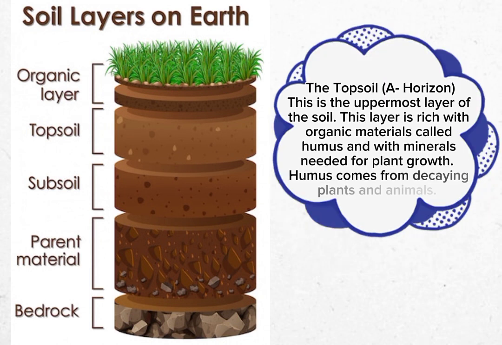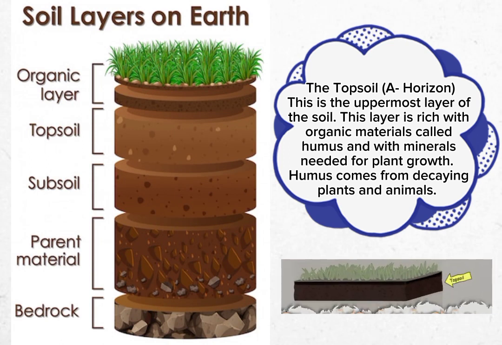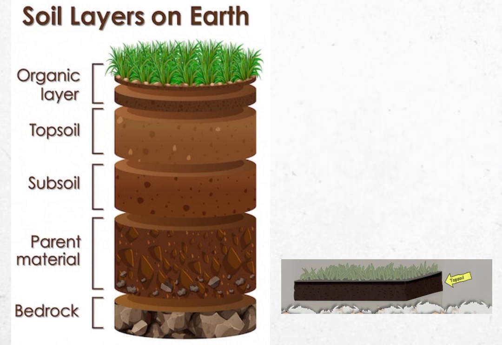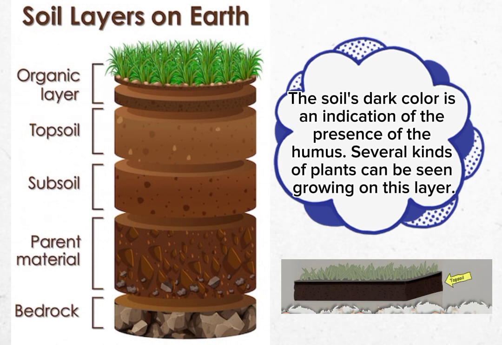Topsoil is the uppermost layer of the soil. This layer is rich with organic materials called humus and with minerals needed for plant growth. Humus comes from decaying plants and animals. The soil's dark color is an indication of the presence of humus. Several kinds of plants can be seen growing on this layer.